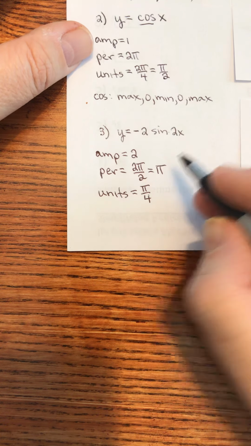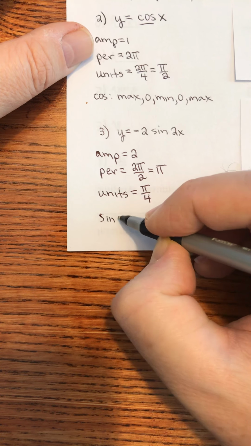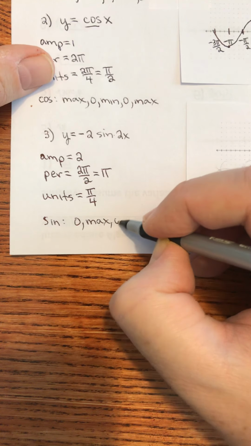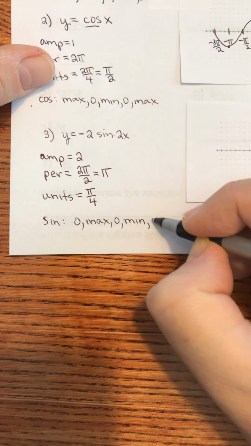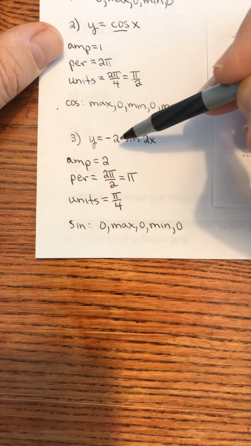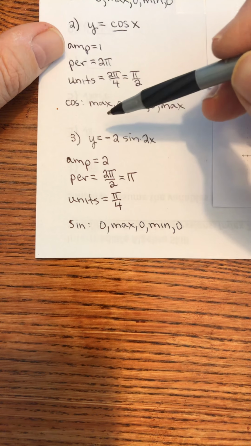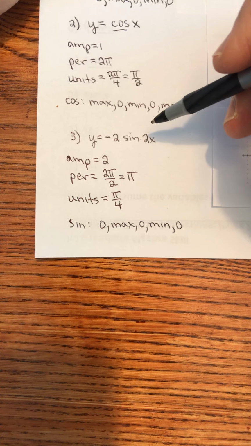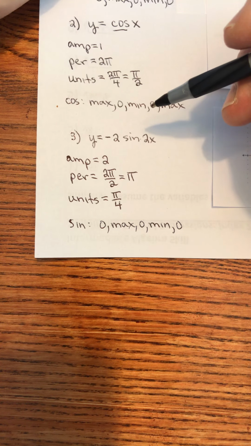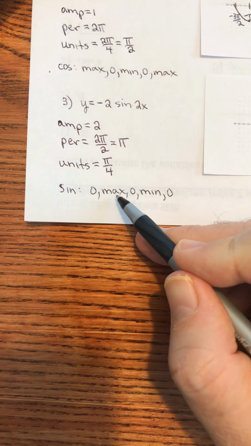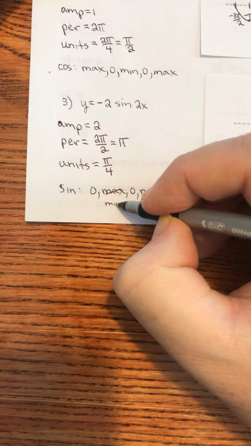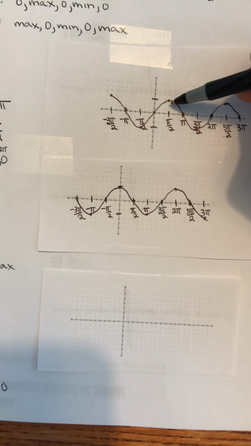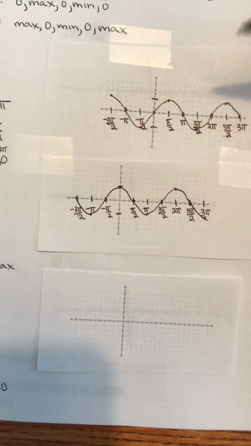Now this is a sine curve, and the pattern for sine is 0, max, 0, min, 0. But this problem has a negative, and if you think back when we did transformations, the negative in front flips or reflects across the x-axis. Well, what that does in the pattern, it changes every max to a min and every min to a max, because it's just going to reflect this. This point's going to come down here, this point's going to come up there.